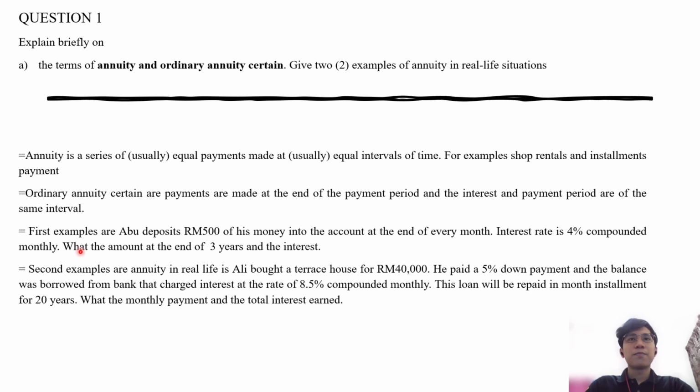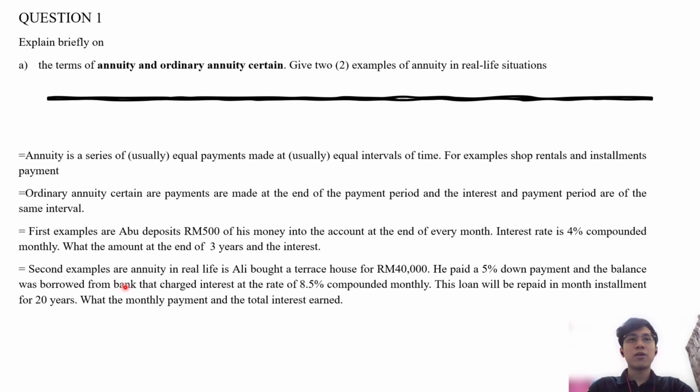For the first example of annuity in a real life situation, Abu deposits RM500 of his money into the account at the end of every month. The interest rate is 4% compounded monthly. What is the amount at the end of 3 years, and the interest?